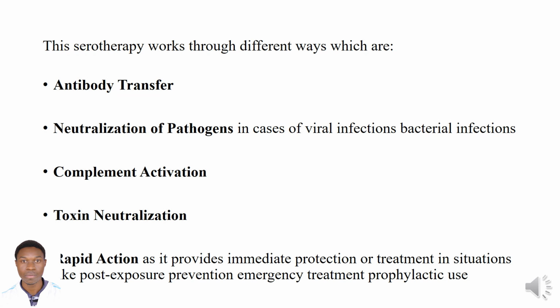Then there is toxin neutralization. In cases where cell therapy is used for antitoxin therapy, for example for diseases caused by bacterial toxins like diphtheria or tetanus, the antibodies neutralize the harmful effects of the toxin rather than targeting the pathogen itself. For instance, tetanus antitoxin can neutralize the tetanus toxin produced by Clostridium tetani before it causes severe neurological damage.